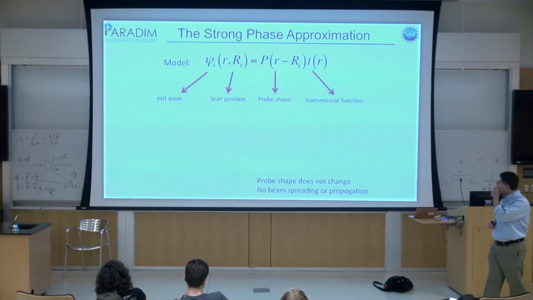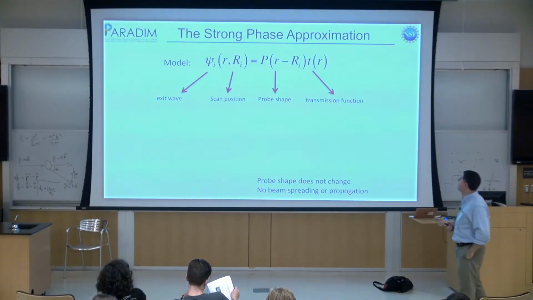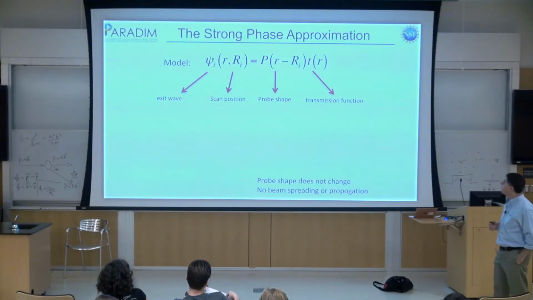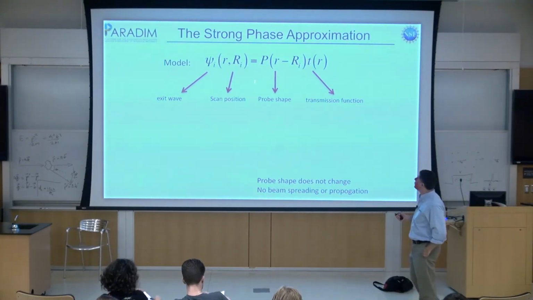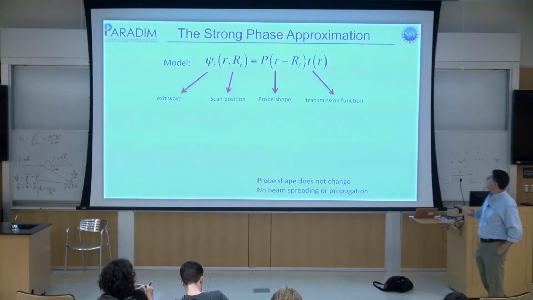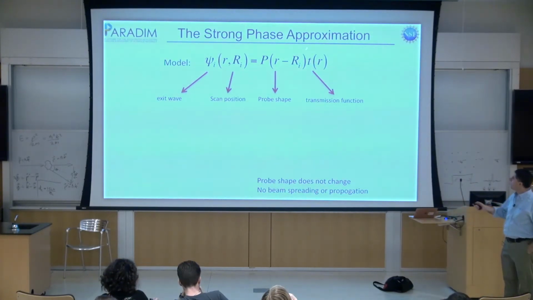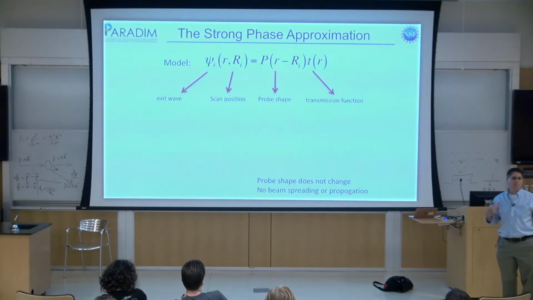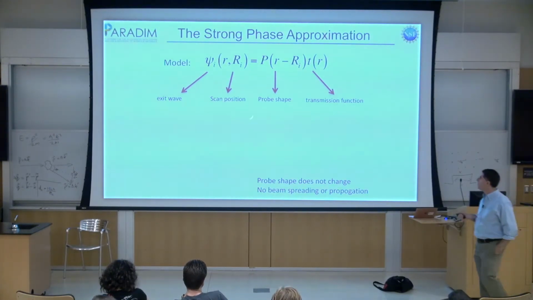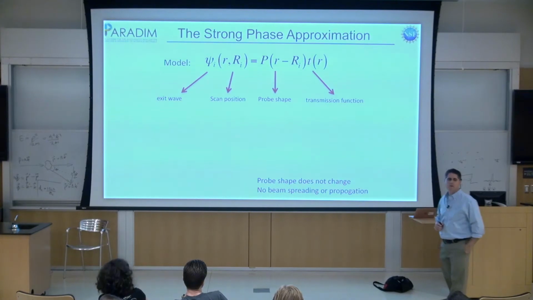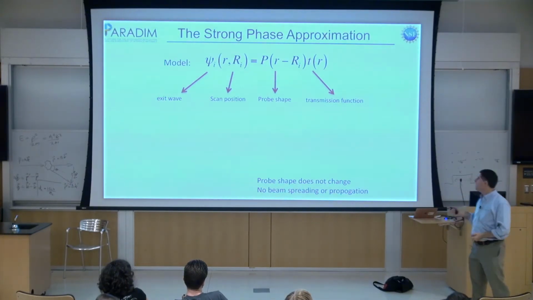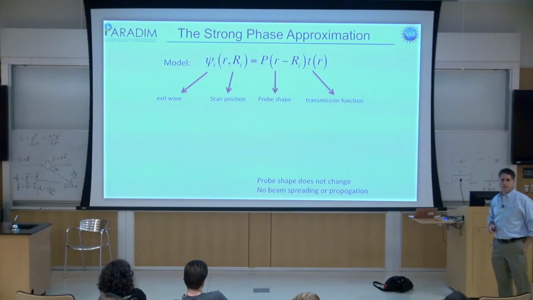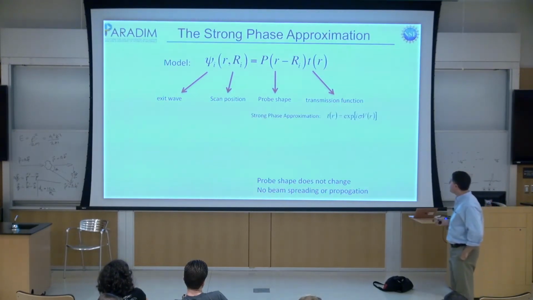So the first kind of approximation we often make is called the strong phase approximation, where I'm going to look not at the square of the wave function, but the wave function itself. So I start out with my initial wave function. I multiply it by a transmission function. In optics, this is called the phase grating approximation. And then I end up with my final wave function. And in fact, you can simplify down Schrodinger's equation. And if you don't allow the wave to propagate, this is what it'll end up looking like. So this is the first approximation.